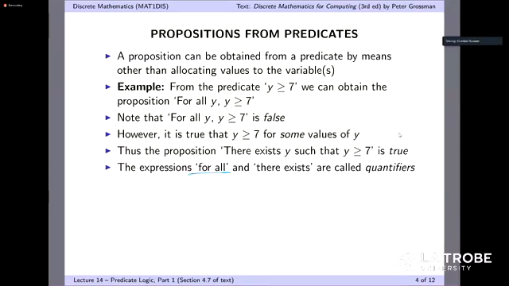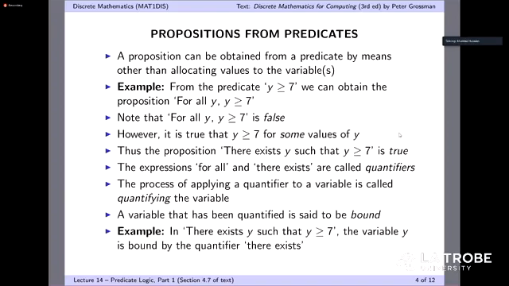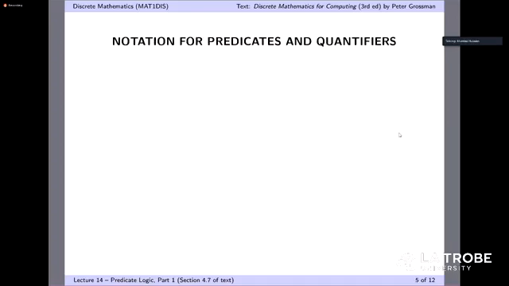So for all and there exists are called quantifiers. Where you quantify them, you're giving them some particular weights, values in other words. The process of applying a quantifier to a variable is called quantifying the variable. And if it is quantified, it's said to have bounds, something like that, so you don't have to know this. Okay, there exists y such that y is greater than or equal to 7. The variable y is bound by the quantifier there exists. So this is just some technical thing. Otherwise it is free.